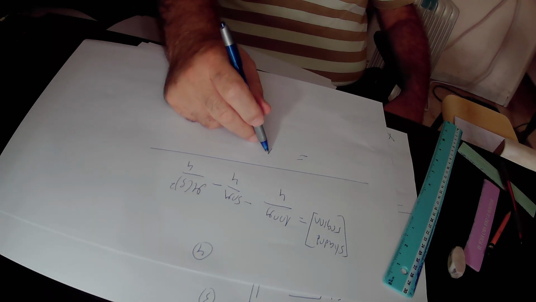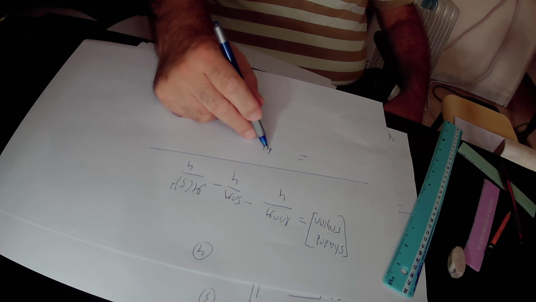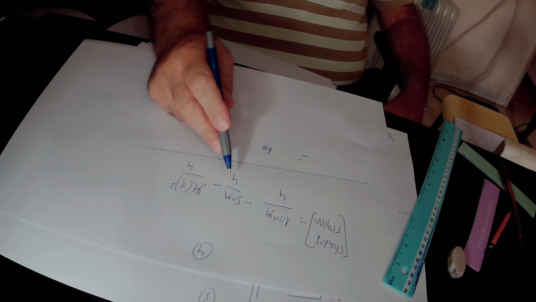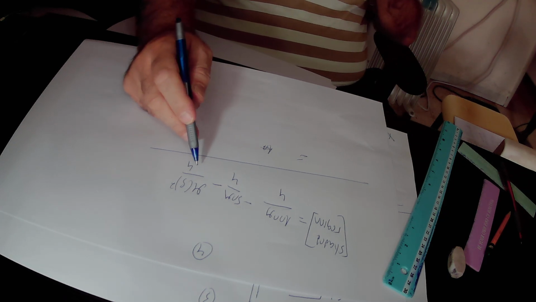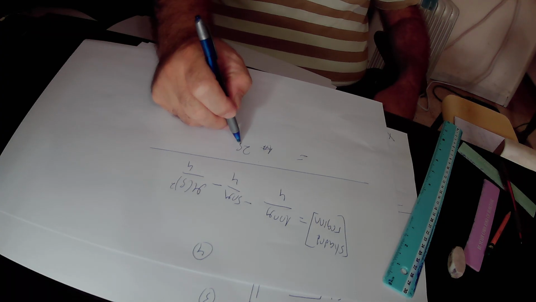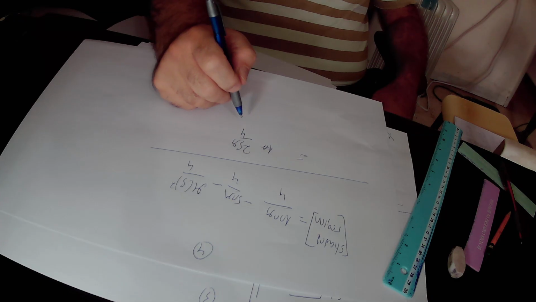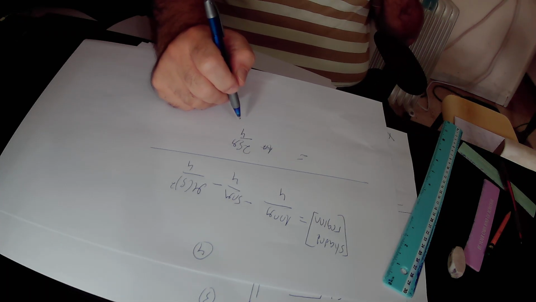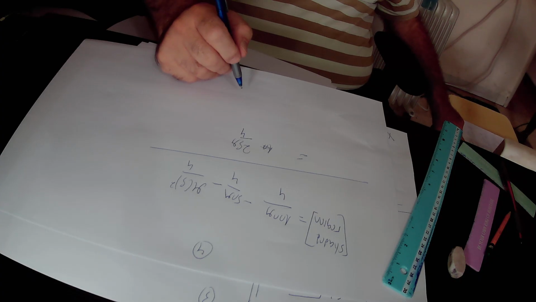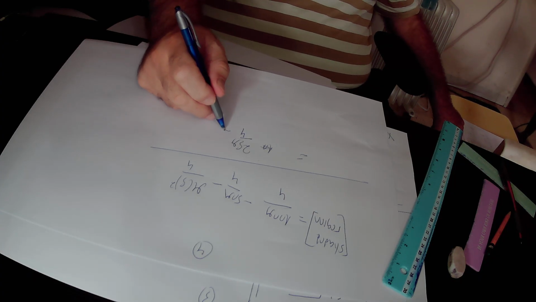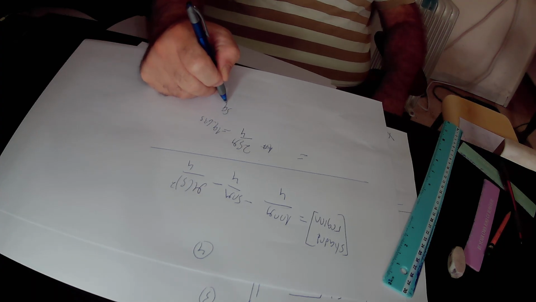We get that 100 pi minus 50 pi is 50 pi, and 50 pi minus 25 pi is 25 pi over 4. And 25 pi over 4 equals 19.635 square units in size.